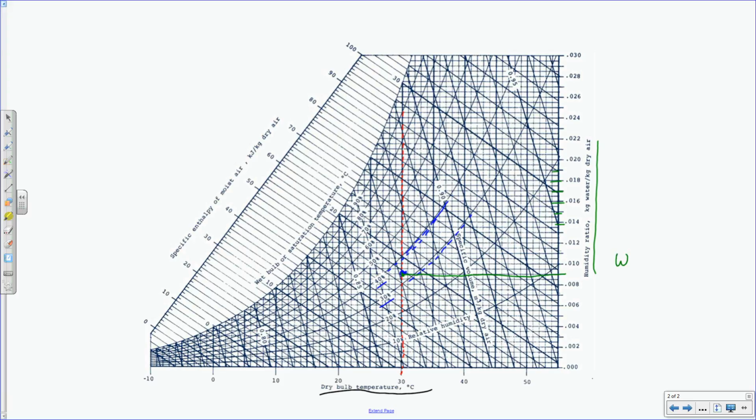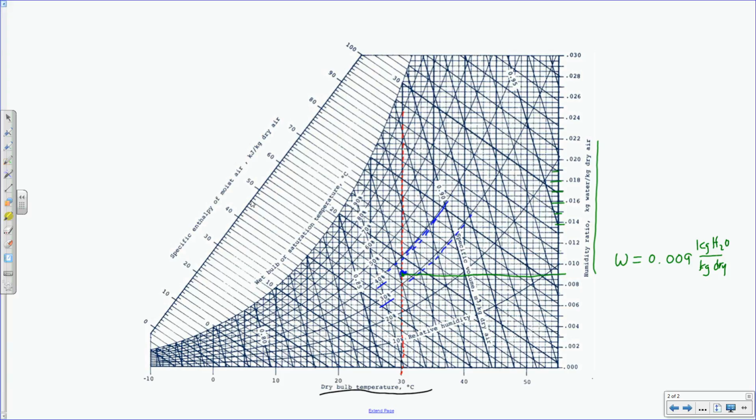We find that our absolute humidity, or humidity ratio, same thing, is 0.009 kilogram H2O per kilogram dry air. This is exactly the same value that we found before. However, when we used equations, we had a more resolved answer. The benefit of the psychrometric chart is we just solved for our humidity ratio without having to use any equations. We just simply drew a line.